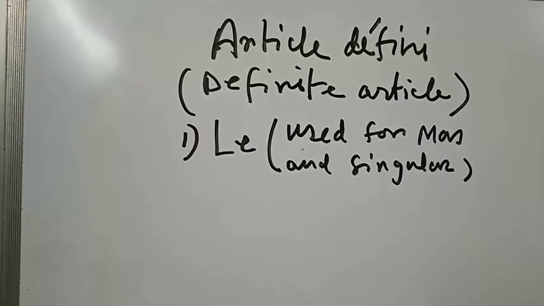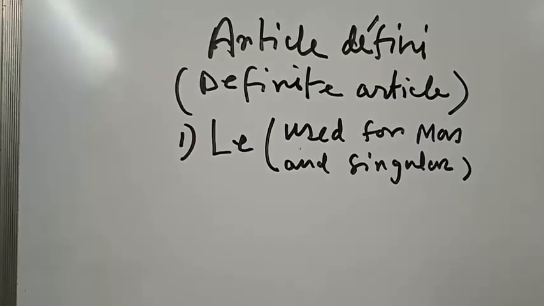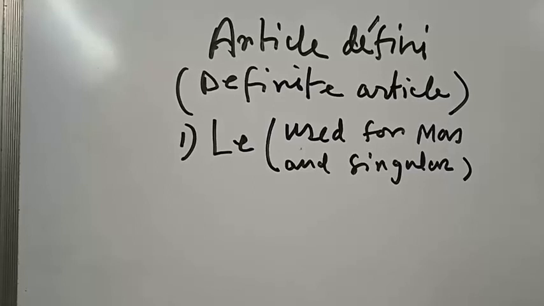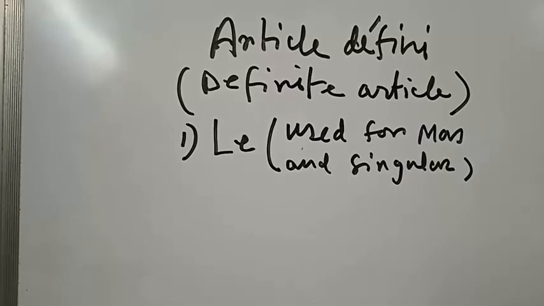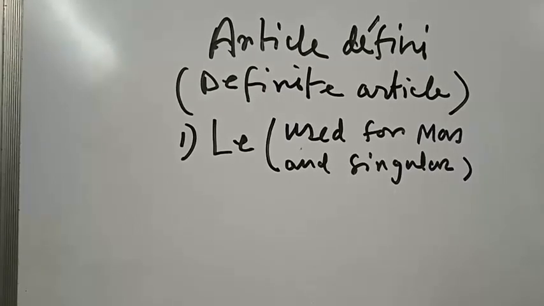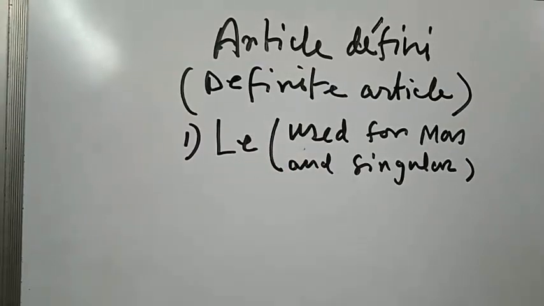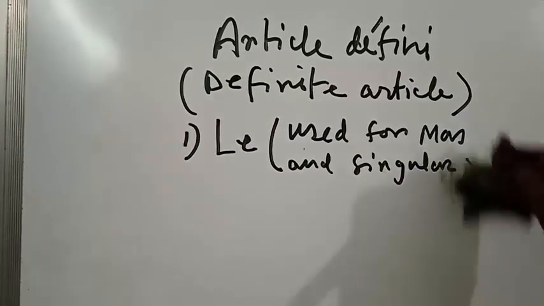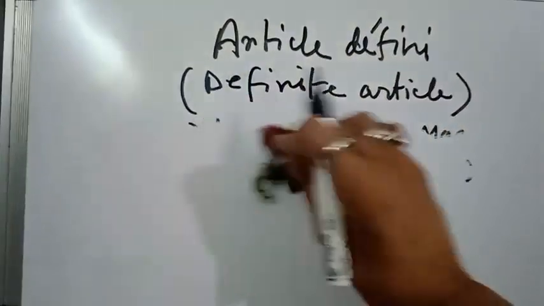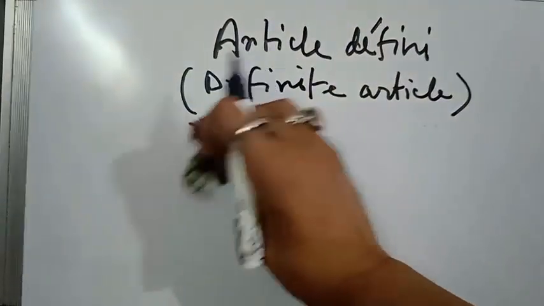Before starting the discussion in detail, I'll tell you one thing: in French grammar all the words you learn or will learn in future are classified into two categories. It is either male or female, that is, masculine gender or feminine gender. There is no neuter gender in French grammar. So the first one is le, used for masculine gender and singular number. That is only one number, the singular. Please take down in your notebook. This is number one, definite article number one.